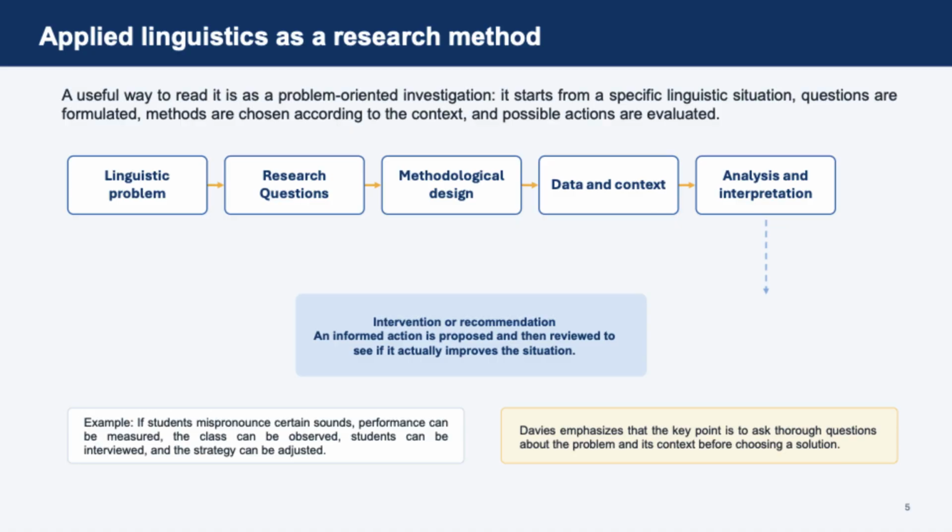Applied linguistics as a research method. Applied linguistics serves as a research method by addressing real-world language problems. It involves identifying issues, formulating questions, selecting appropriate methods, gathering data, and analyzing results to propose solutions. This approach integrates theory and practice to create solutions from everyday language use. This text explains how applied linguistics is used as a research method to solve linguistic problems in real-world contexts.